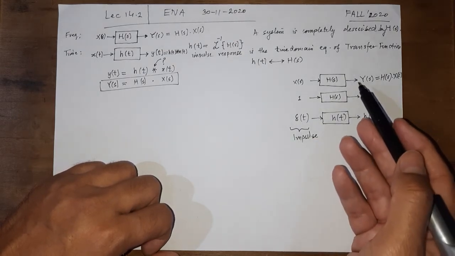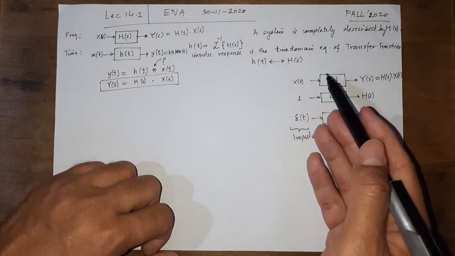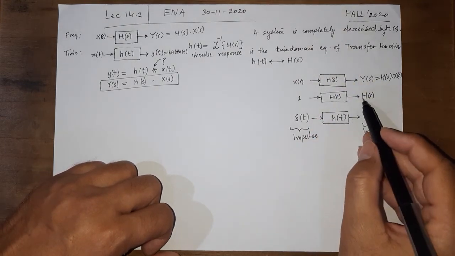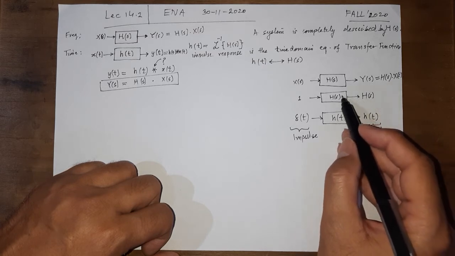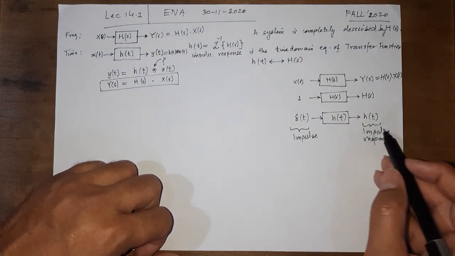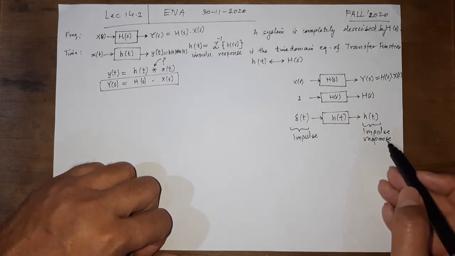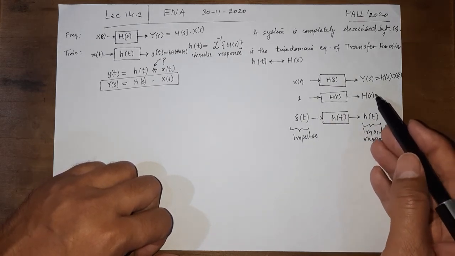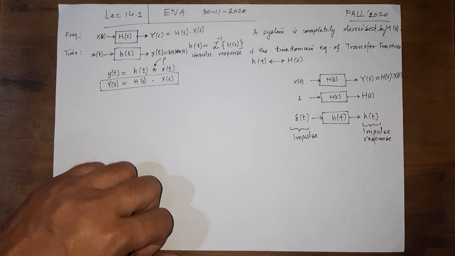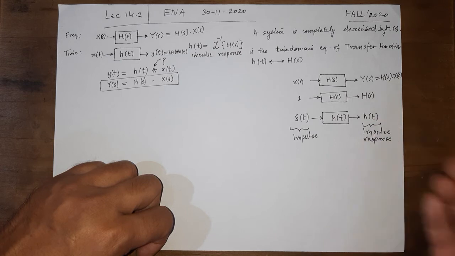So in the frequency domain, transfer function is the ratio of the output to the input, or in other way we can say the transfer function is the output of a system in the frequency domain when the input is 1. In the time domain, the output of the system when the input is an impulse is the impulse response, and the impulse response is the inverse Laplace transform of the transfer function, or vice versa. The transfer function is the Laplace transform of the impulse response.